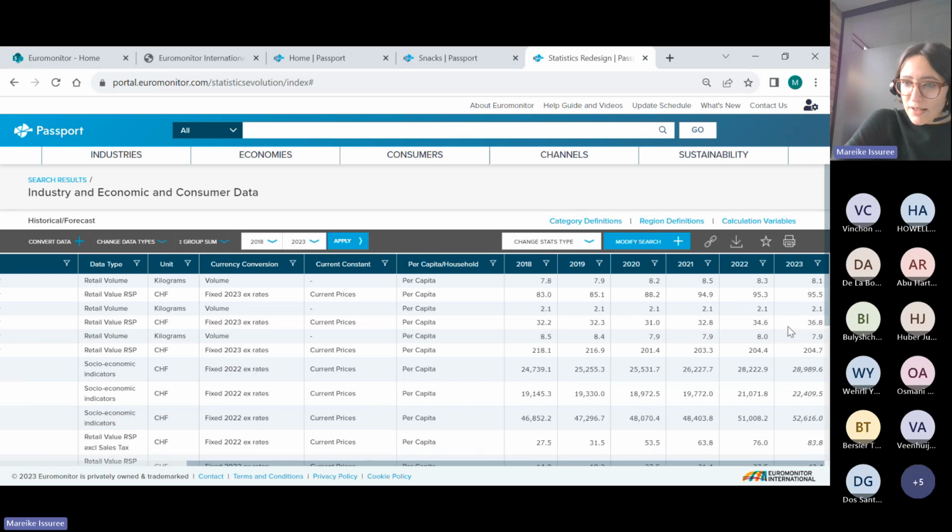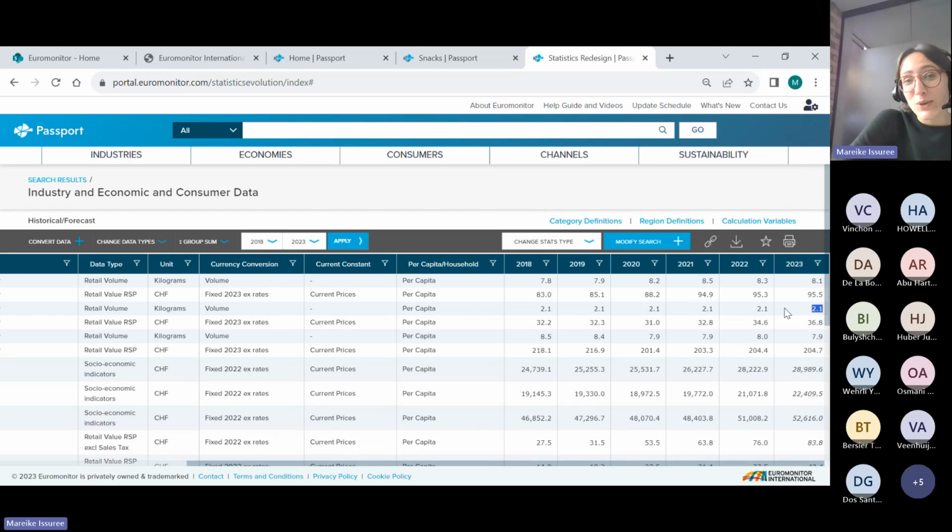And this is now a very different picture. So we're actually seeing, although the retail value consumption per capita is lower in Germany, the actual volume consumption of chocolate is higher in Germany. So you can see we're looking at 8 kilograms per year per capita in Germany versus 7.9 kilos per capita in Switzerland, and only approximately 2 kilos in Italy.